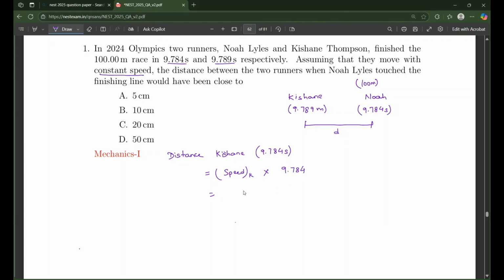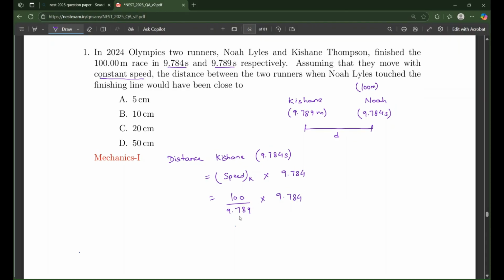Now, speed of Kishane can be found out by distance upon the time taken to cover that distance. Here we have 100 meters. Time taken to cover that distance is, sorry, 9.789 seconds. From here we can calculate the speed of Kishane, and after that we will find out the distance covered by him at this time.